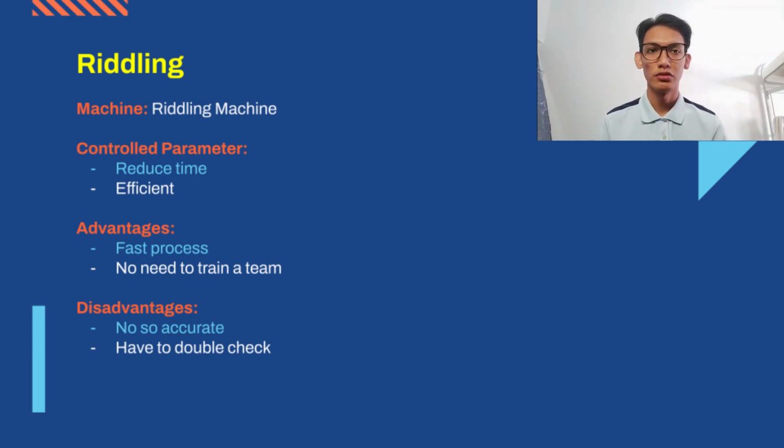For the riddling process, we use the riddling machine. The advantage of this process is that it is fast and there is no need to train a team. The disadvantage is that it is not so accurate and you have to double check.